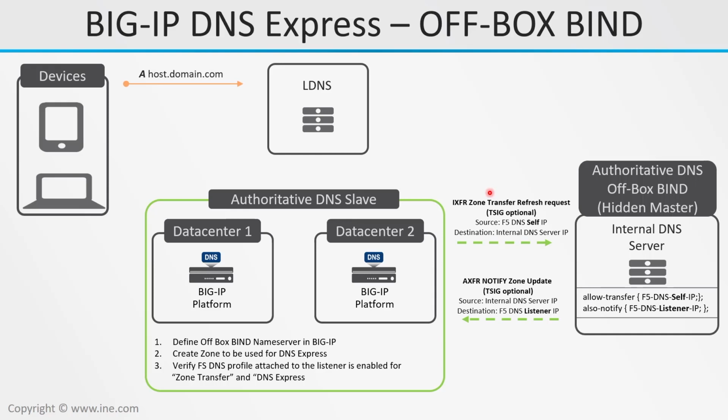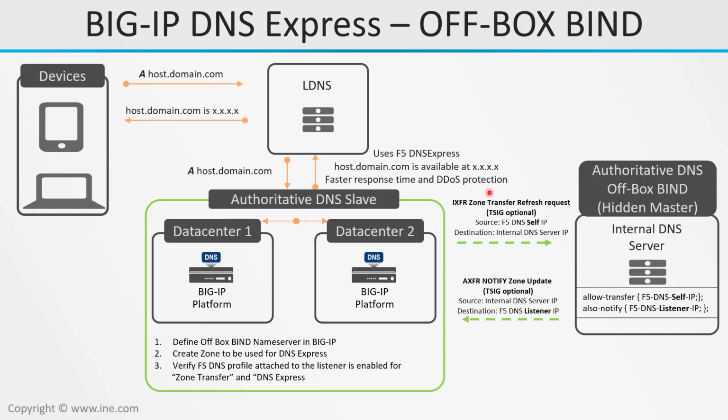Okay, so a normal A record request comes in from the LDNS server to the F5 DNS boxes, and now the F5 DNS server will respond to that query using F5 DNS Express. So it's an in-memory process for a faster response time and allowing for DDoS mitigation techniques. And the LDNS server will send it back to the client as normal. So now let's take a look at an example so you can see the process a little better.